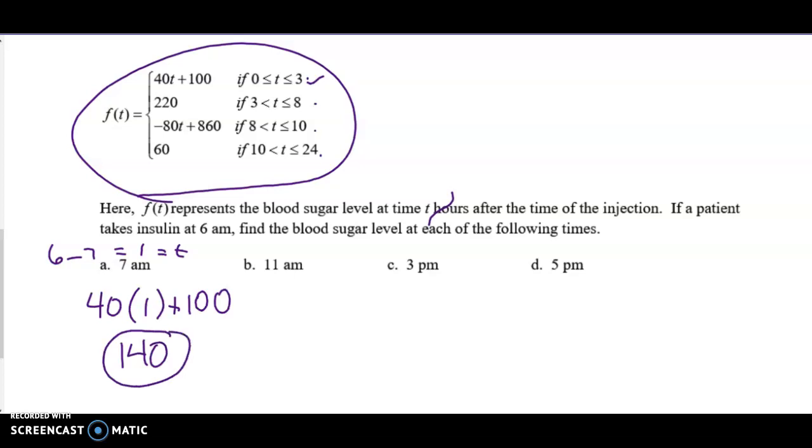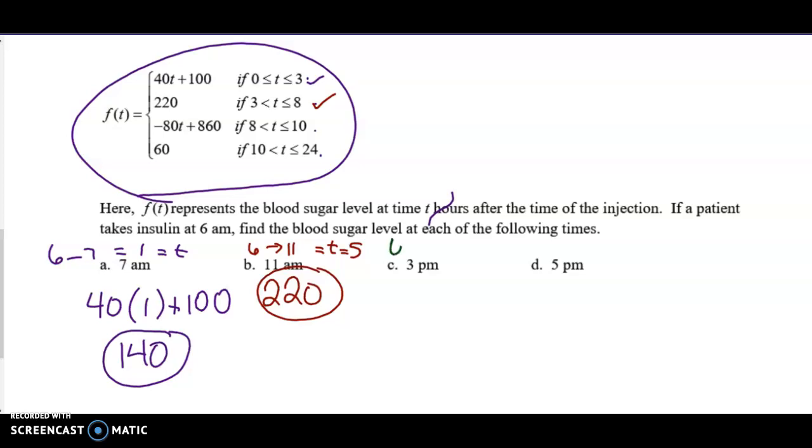Moving to 11 a.m. The patient took the insulin again at 6 a.m. So 6 to 11 a.m. means it is 5 hours. T equals 5. So again, looking at my intervals, 5 falls between there, and it's just constant and steady. At that point, it said it kind of leveled off and stayed.